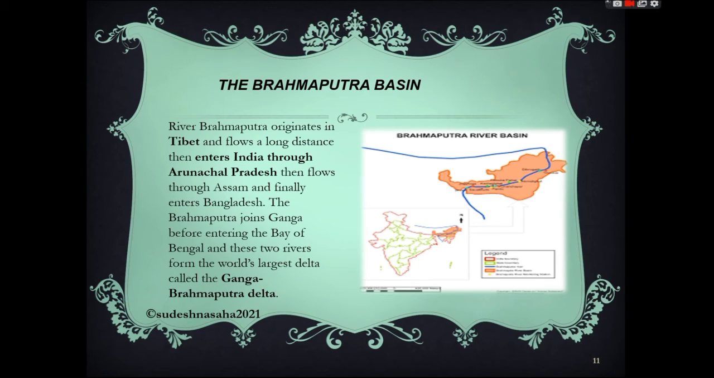Next, the Brahmaputra basin. River Brahmaputra originates in Tibet and flows a long distance and then enters India through Arunachal Pradesh, then flows through Assam and finally enters Bangladesh. The Brahmaputra joins Ganga before entering the Bay of Bengal, and these two rivers form the world's largest delta called the Ganga and Brahmaputra delta.